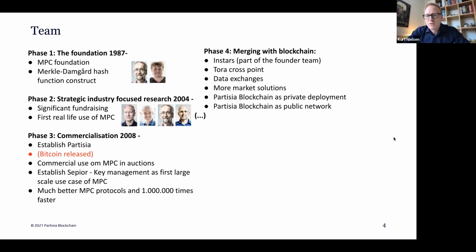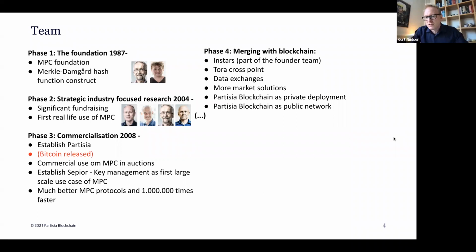And at the same time, we had a team that is working on financial order matching. So in parallel, we worked on merging MPC for two use cases on data exchange and financial order matching. And that was the foundation for creating this infrastructure that today is Partisia Blockchain.